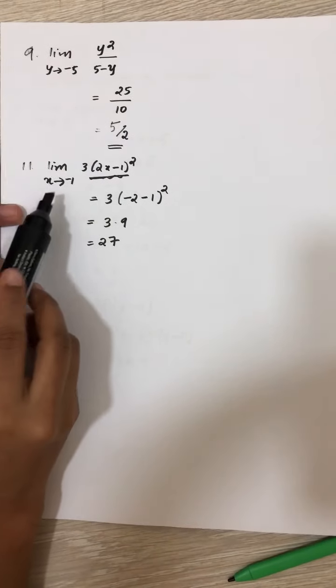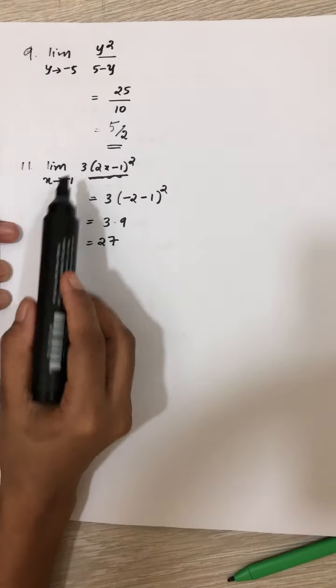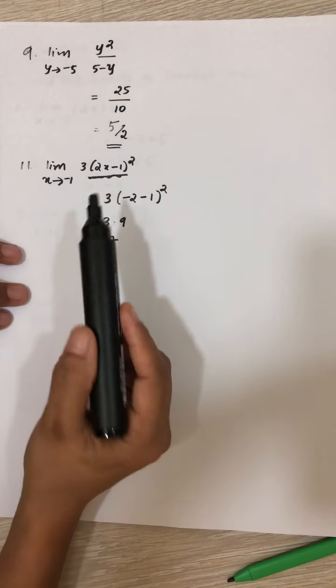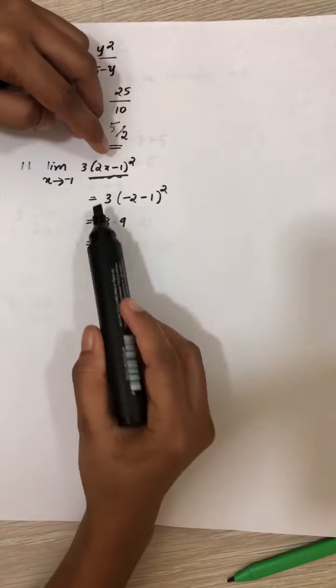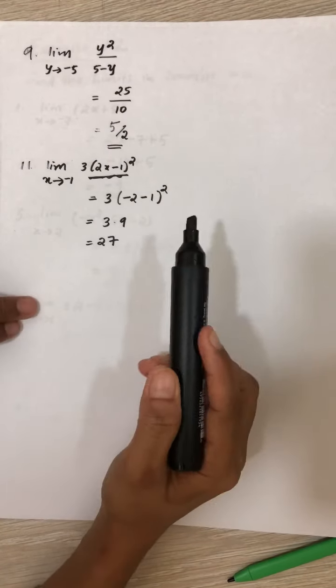Next question, limit x tends to minus 1, 3 into 2x minus 1 square. This is a polynomial function. So by substitution, 3 into minus 2 minus 1 square is equal to 3 into 9 is equal to 27.